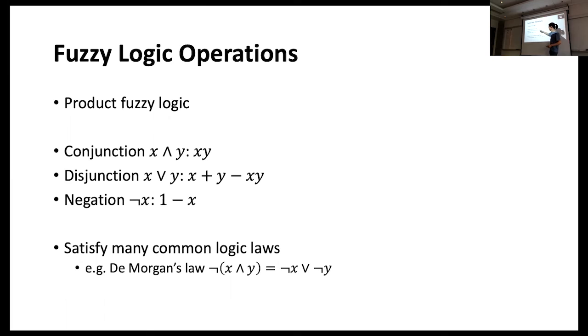It looks a little bit weird why disjunction looks like this, because all fuzzy logic systems want to satisfy some common logic laws. For example, with this kind of operations, they can recover De Morgan's law, that when you change the order of conjunction and the negation, then you get something like the disjunction and negation.